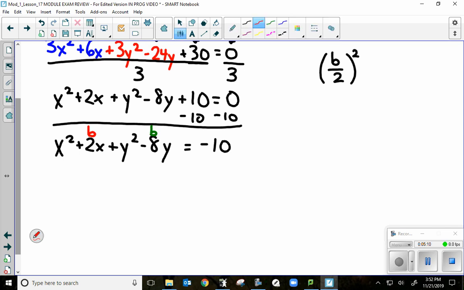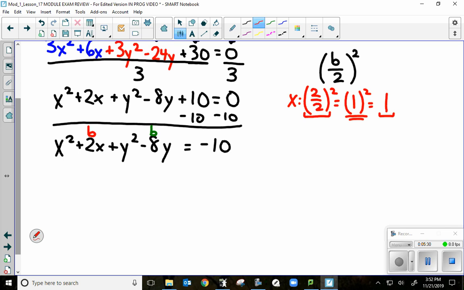So let's start with the x's here. I take my 2, I divide it by 2, and I square it. Well, 2 divided by 2 is 1, and if I square it, 1 squared is 1. Now, I realize you can probably go right from here to this value, but there's a reason I have this, okay?